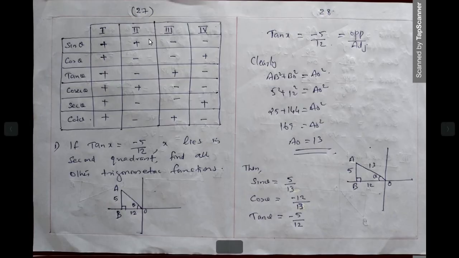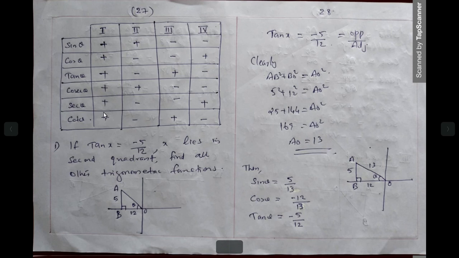And let us summarize. First quadrant, second quadrant, third quadrant, fourth quadrant. These are the trigonometrical functions. Sin theta in the first quadrant positive, isn't it? Cos theta in the first quadrant positive. This means what? All trigonometrical functions in first quadrant are positive, isn't it?